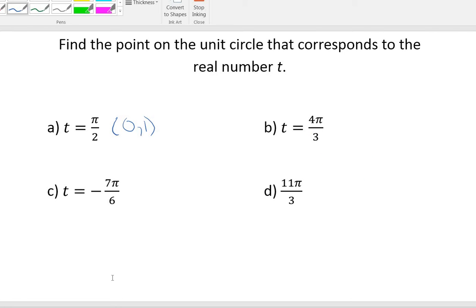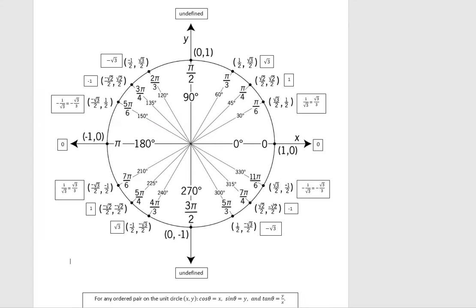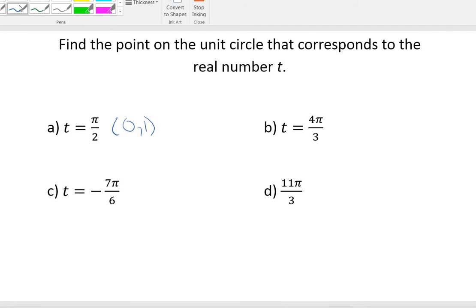4 pi thirds. Again, let me jump back over to my unit circle. So 4 pi thirds. You just need to look through and find it. And again, there's a lot going on here. You'll become more familiar with this. 4 pi thirds, of course, is farther than pi. And it's right down here. It's an additional pi thirds. So we're just looking for this x, y coordinate here. So negative 1/2, negative root 3 over 2 is the coordinate for that one.